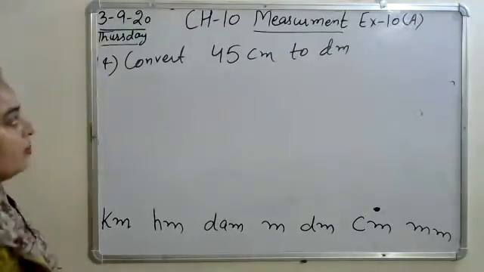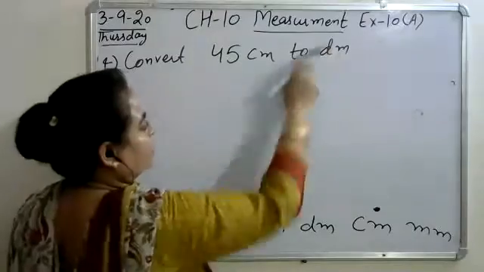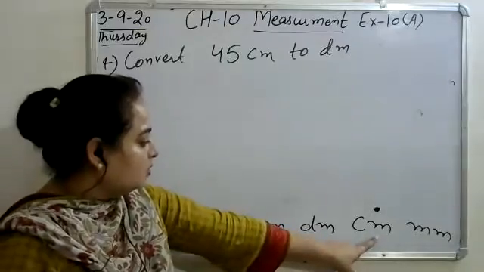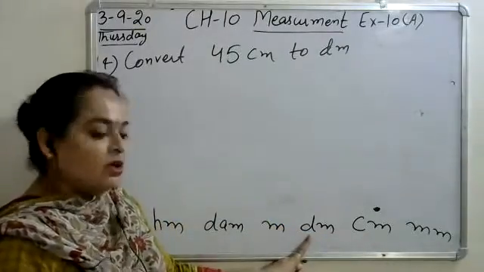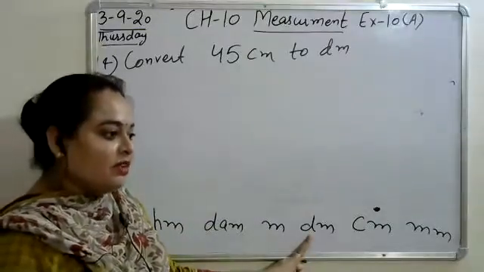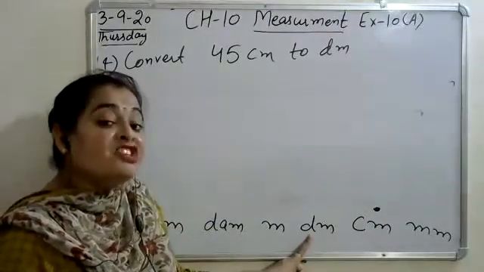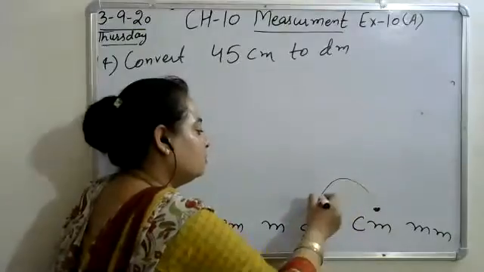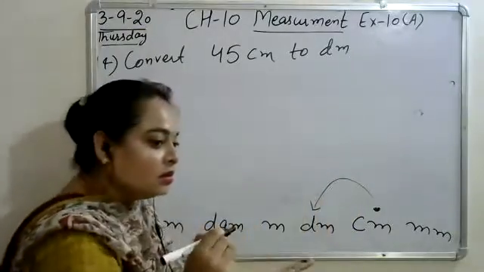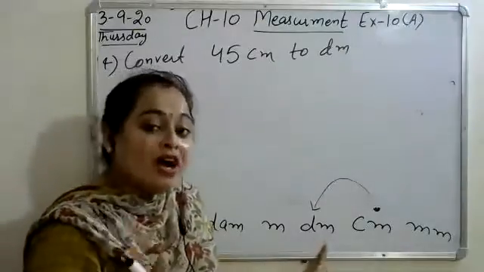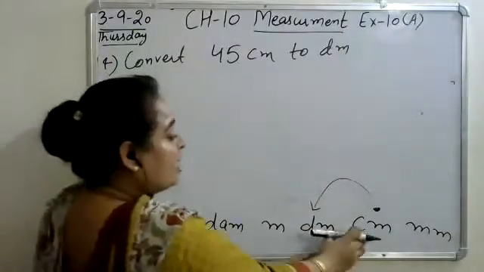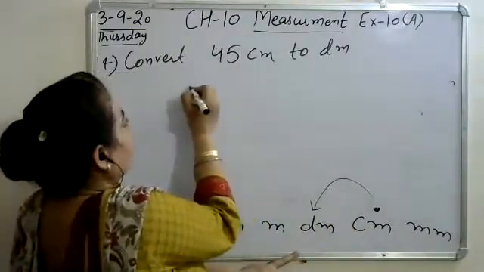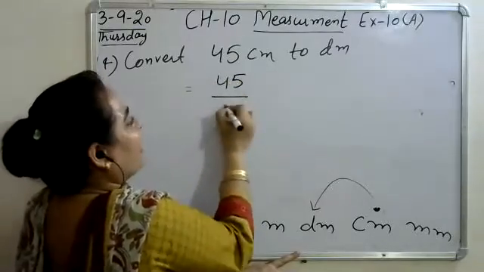Yes, ma'am. Sarah, tell me, how can you convert this centimeter to decimeter? This is centimeter, this is decimeter. With the help of multiplication or division? Division. Very good. But why division? Ma'am, because the movement is towards the left. Well done. Because the movement is towards the left hand side with a single jump. This is centimeter and this is decimeter, a single jump. So here you will write 45 divided by 10.